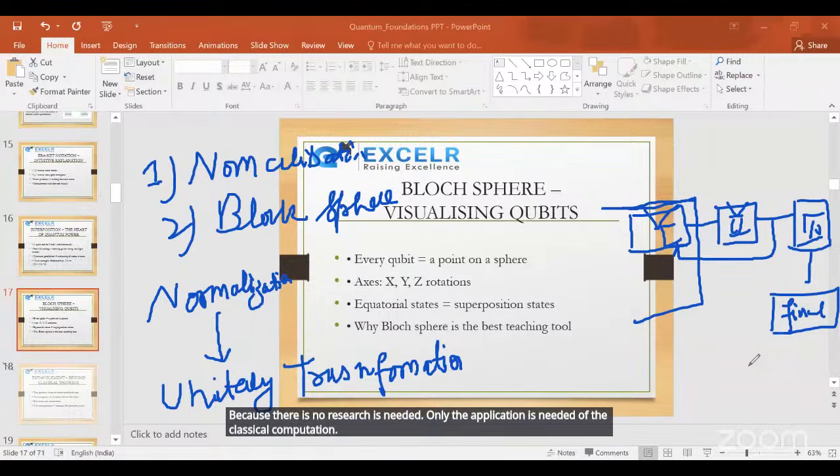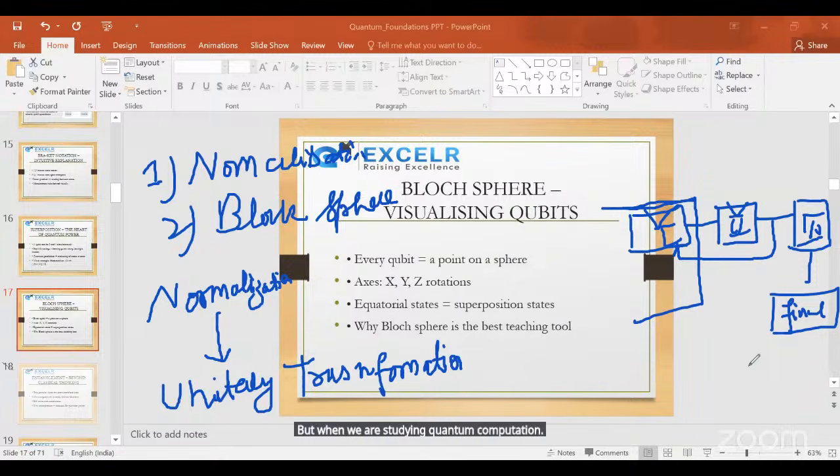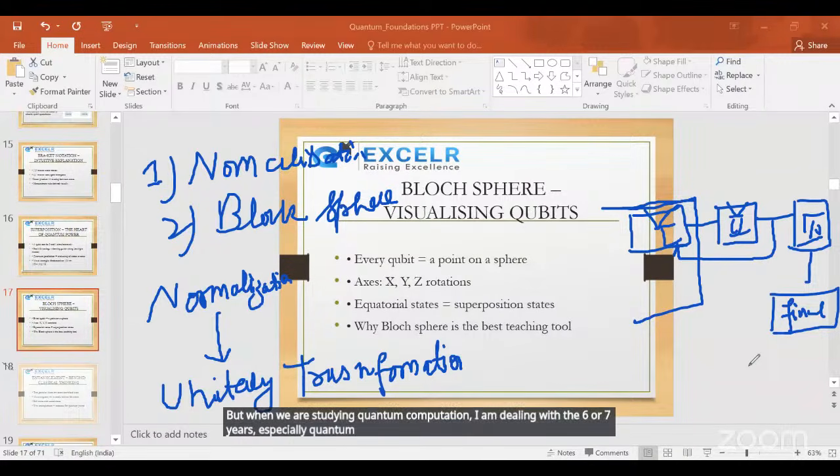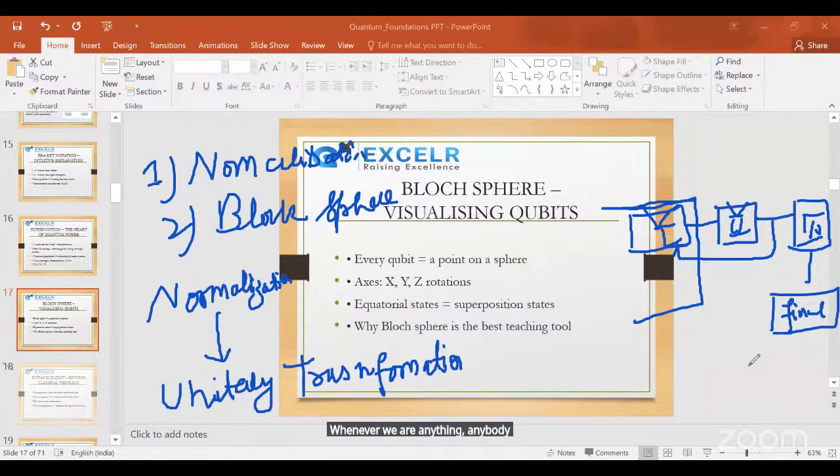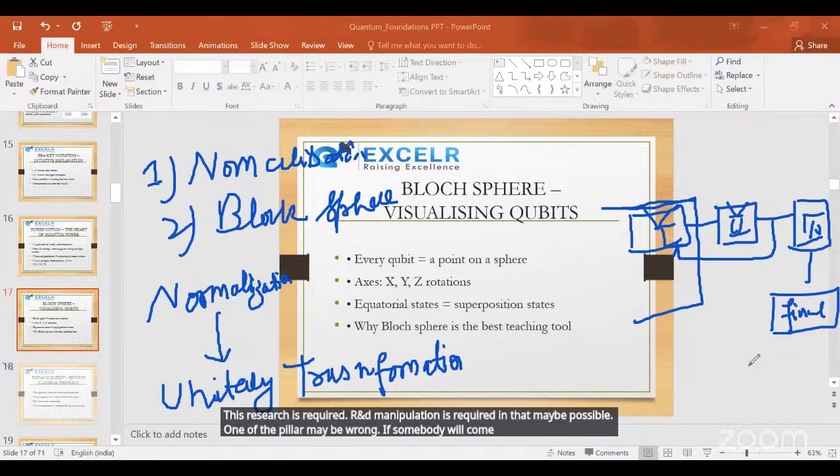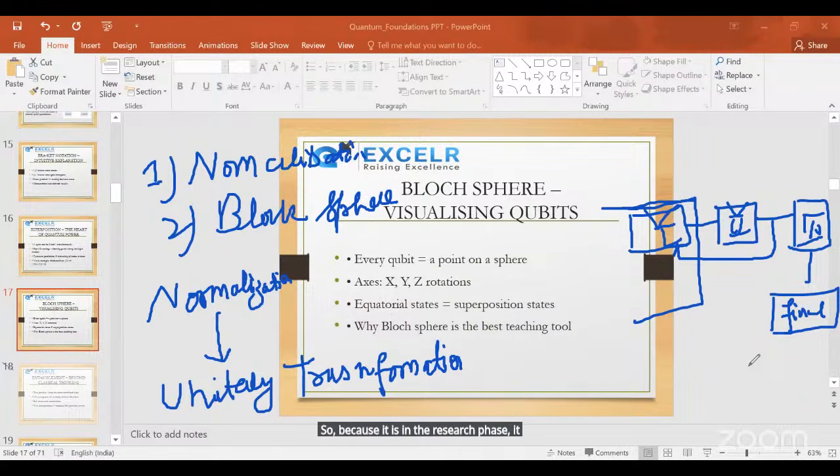But when we are studying quantum computation, I have been dealing with it for 6 or 7 years, there is a lot of chance and a lot of manipulation required. Whenever anybody is studying quantum computation, this research, R&D and manipulation is required. It may be possible that one of the pillars may be wrong. If somebody comes and says from their R&D that one of the pillars, superposition, is not required in the qubit, then we have to change the superposition also. Because it is in the research phase, it has not been established.